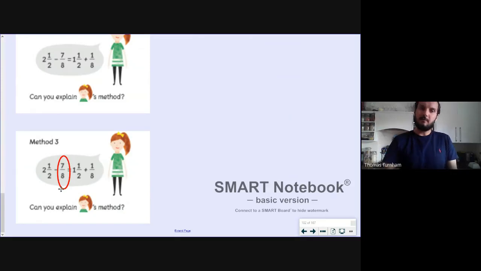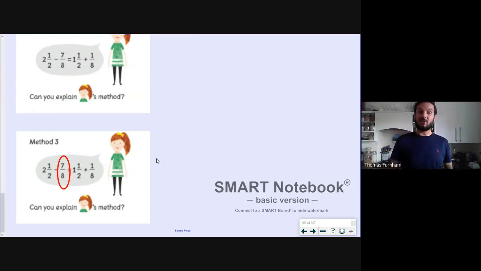But 1.5 means that you've taken away too much. You've taken away 1/8 too much. So you've got to give that 1/8 that you shouldn't have taken back. So 2.5 take away 7/8 is the same as 1.5 plus that 1/8 we weren't supposed to take.